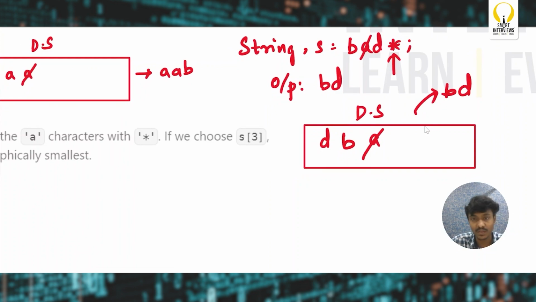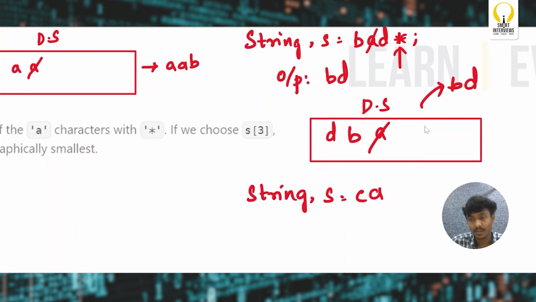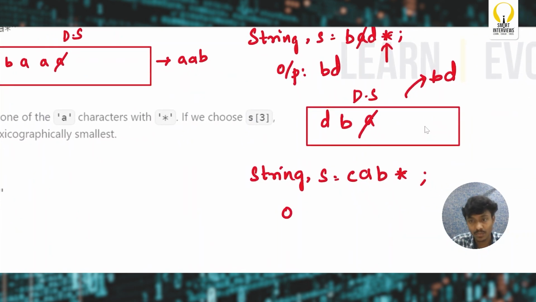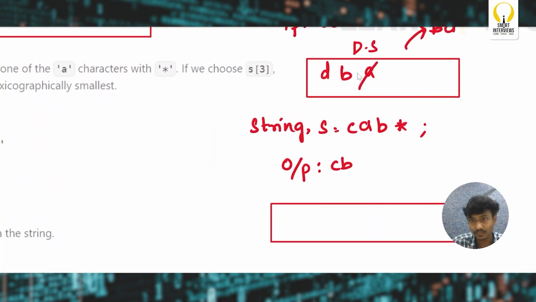Now let's see if this is working for some other examples. Assume the string is C A B star, right? Now what should be the output? For this star you are going to remove A, so the output is C and B. Assume that again there is a data structure which will do our work.